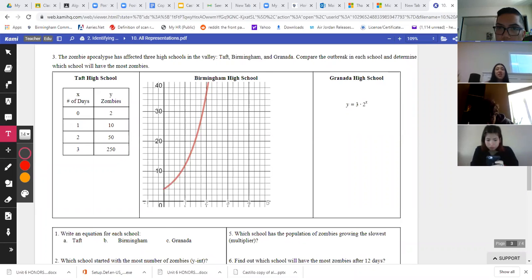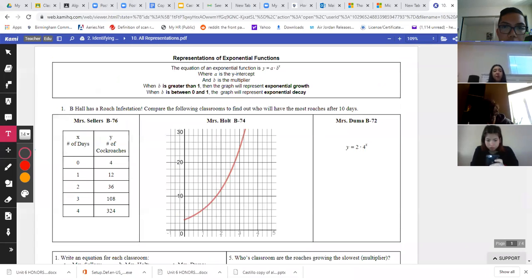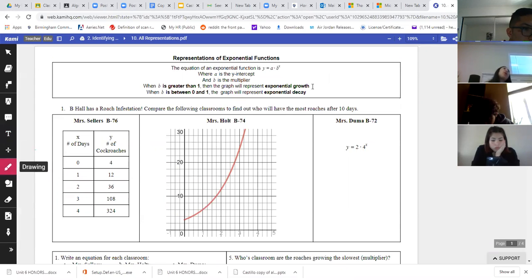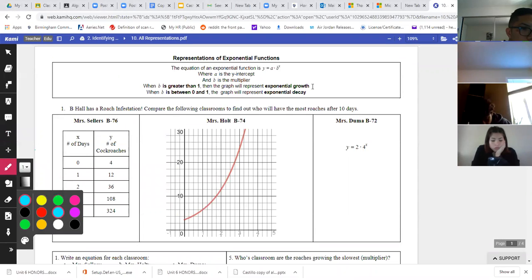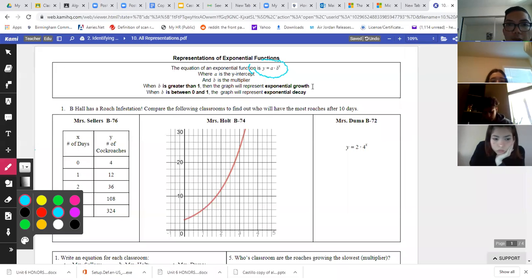One of the things, let's actually go to the very beginning. If you did the worksheet about the exponential functions, you'll know all exponential functions have this form. It's the one on the top here, where y is equal to a times b to the x. All exponential functions will look like that. A is the y-intercept and b is the multiplier.